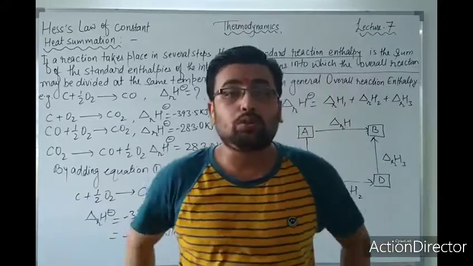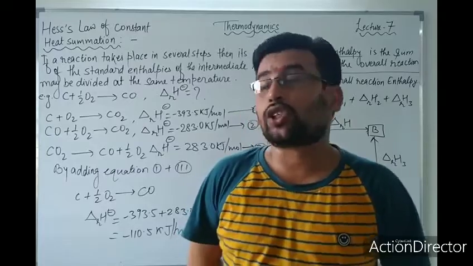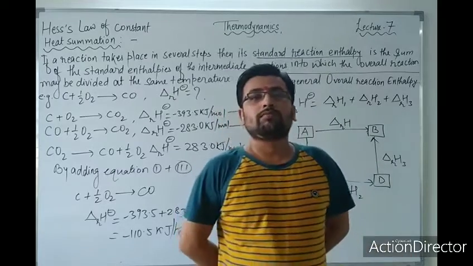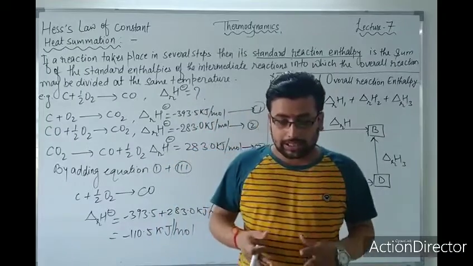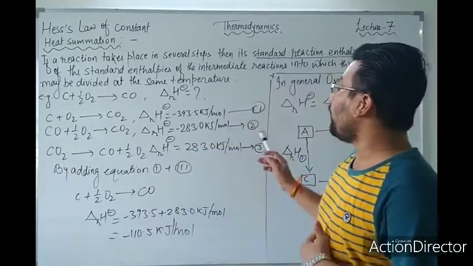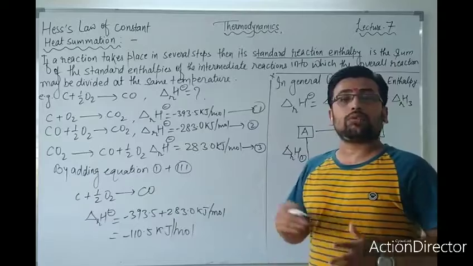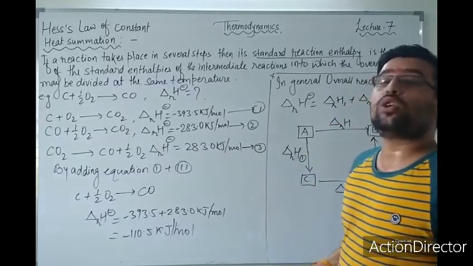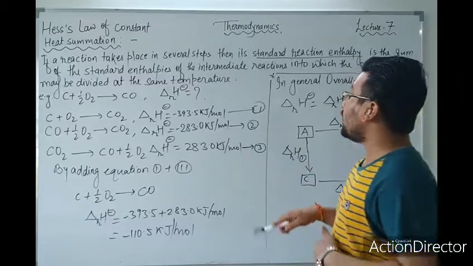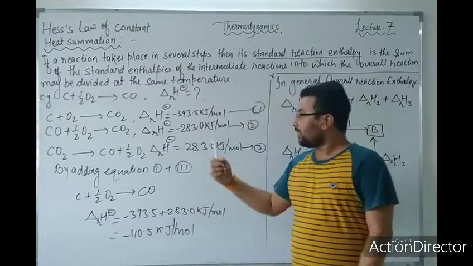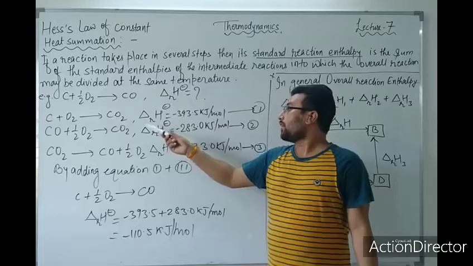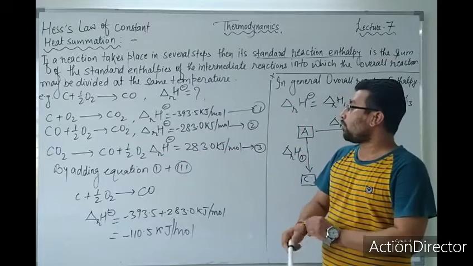Because, as I have told you, the rate of reaction, especially for exothermic and endothermic reactions: as you know very well, in an exothermic reaction the heat evolves, and in an endothermic reaction, heat is absorbed. So that's why here, as I have told you, carbon plus oxygen gives carbon dioxide, and the enthalpy of reaction is minus 393.5 kilojoule per mole.